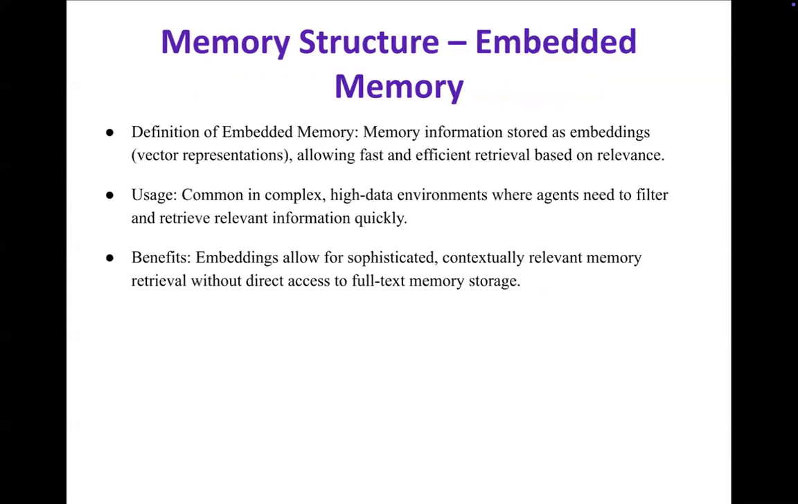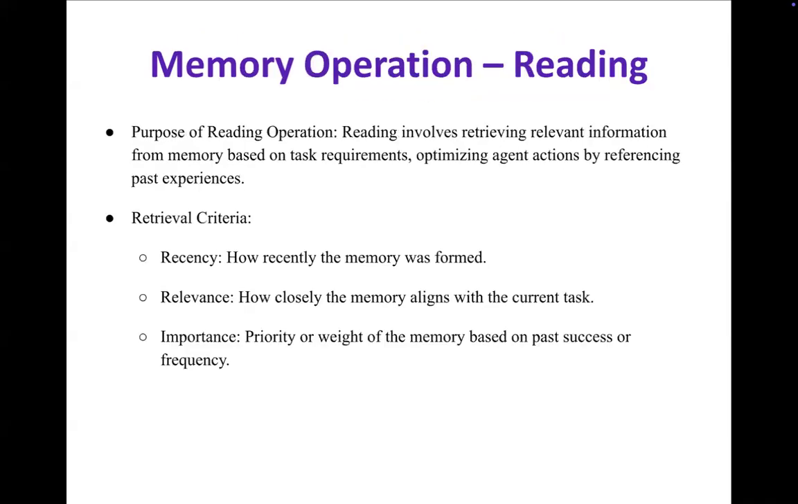Embedded memory is memory that's stored as vector representations, and it essentially allows fast and efficient retrieval based on relevance. It's common in complex, high data environments where you need to basically filter and get information quickly. And embeddings allow for sophisticated, contextually relevant memory retrieval without direct access to full text memory storage.